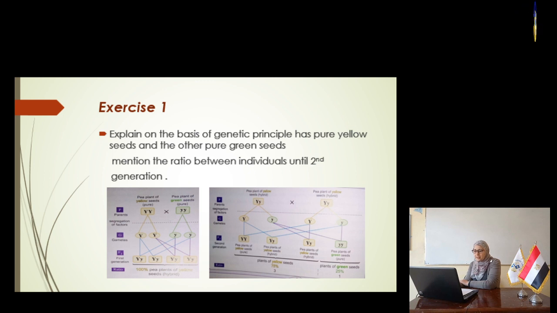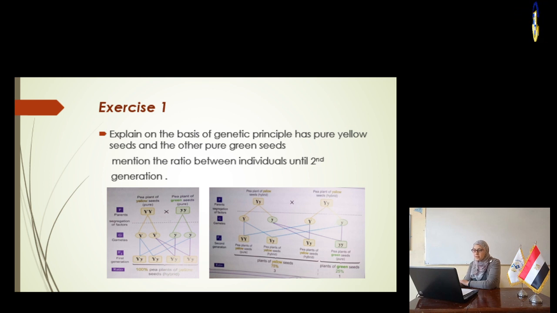We here can see the gametes G. We can separate them into capital Y and small y, small y. We can see in the first generation by mixing: capital Y small y, four times: capital Y small y, capital Y small y, capital Y small y and capital Y small y. So 100% of the pea plants are yellow seeds. All of them are yellow seeds by 100%.